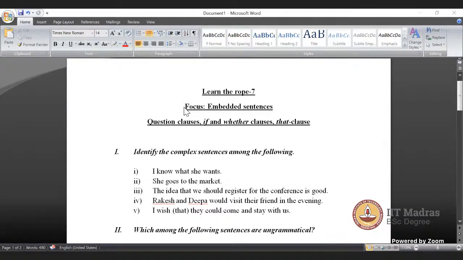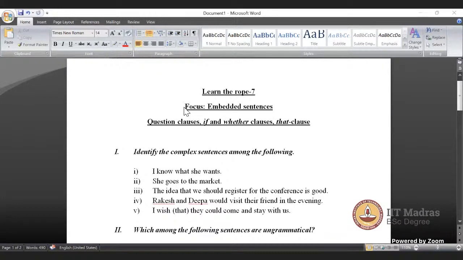So it follows the SVO. But here in the complex sentence, what happens? Your object. Now keep this in mind. When you refer to a sentence as a complex sentence, we are referring more to the object part of the sentence than not the object part, right? Subject has got nothing to do here.